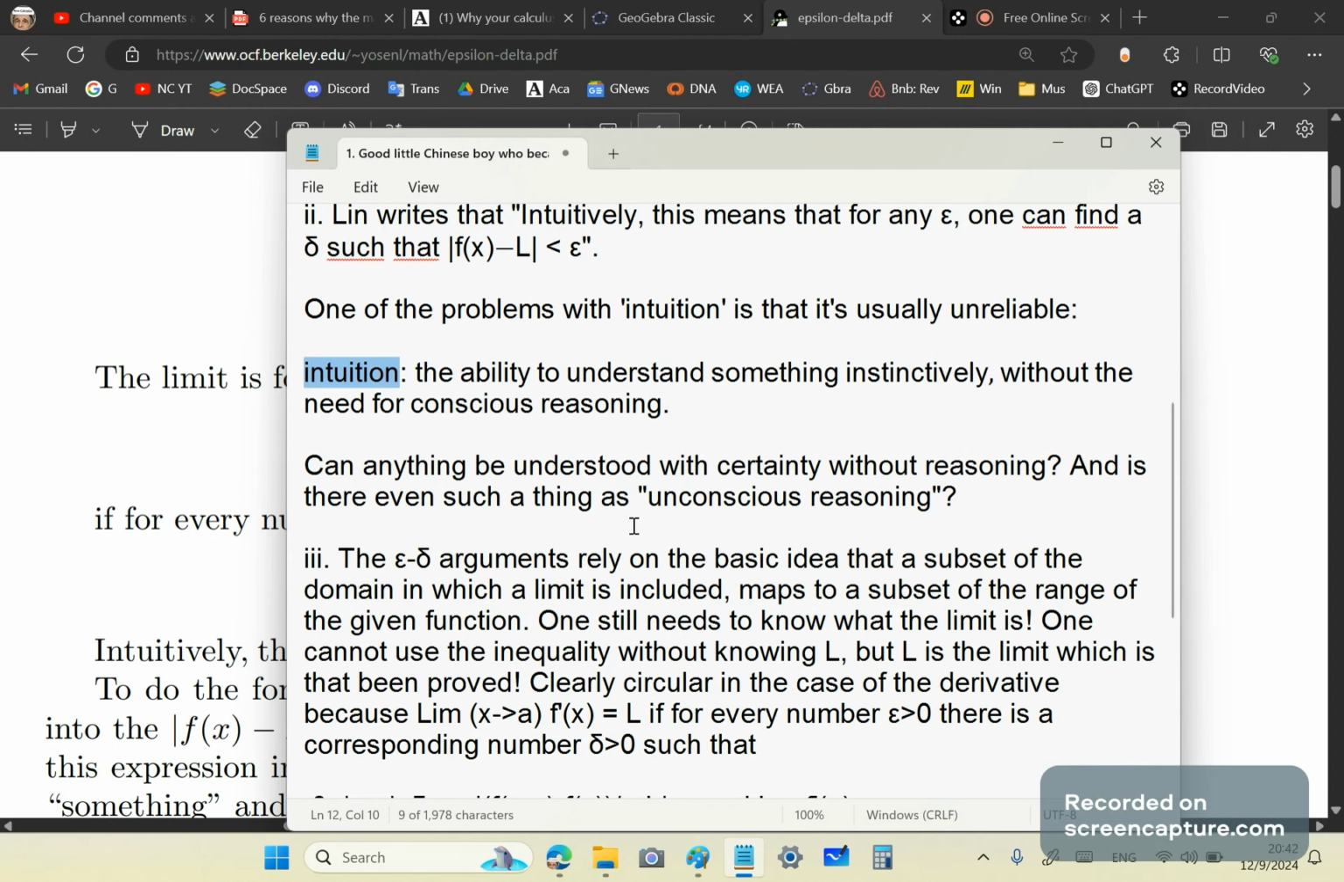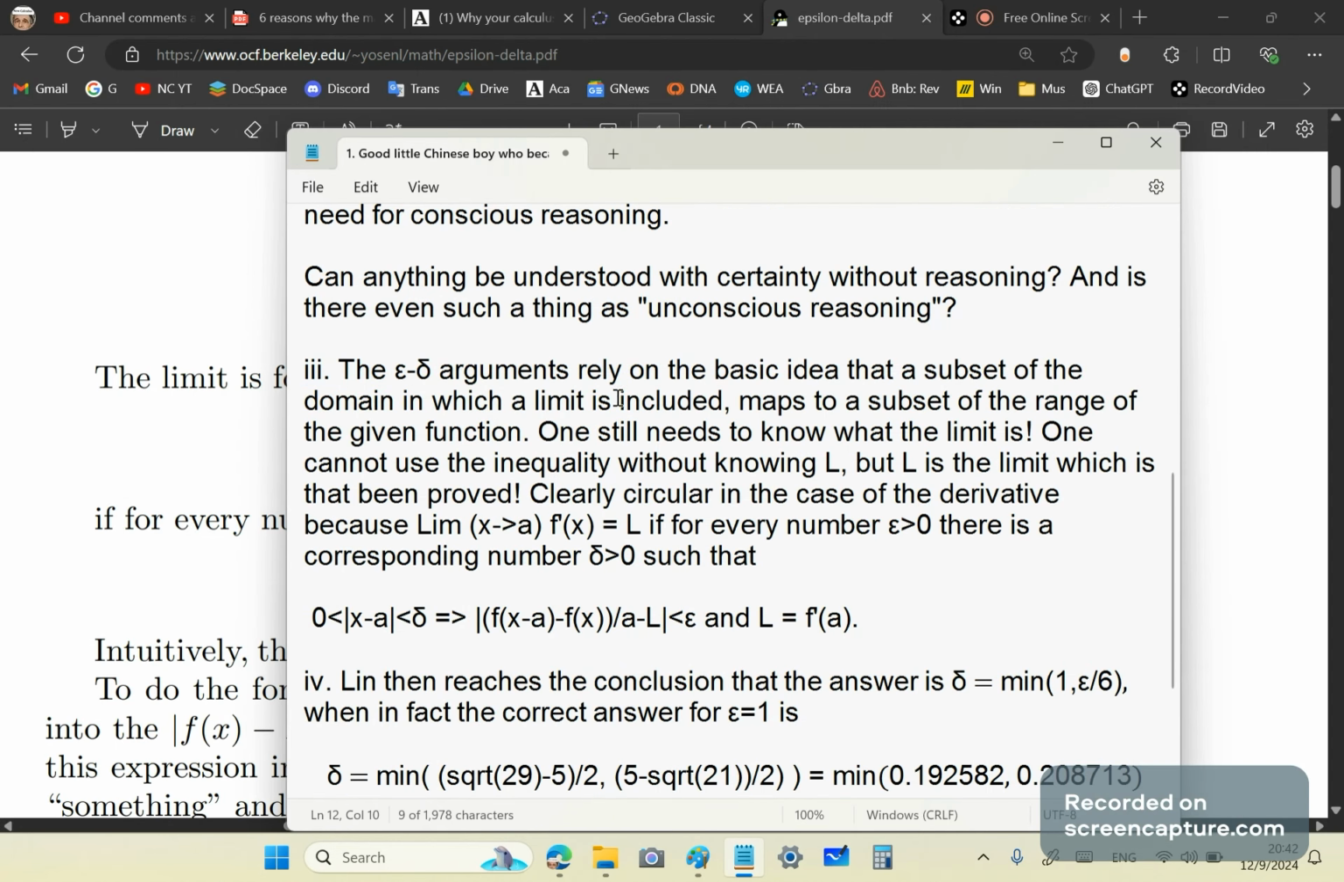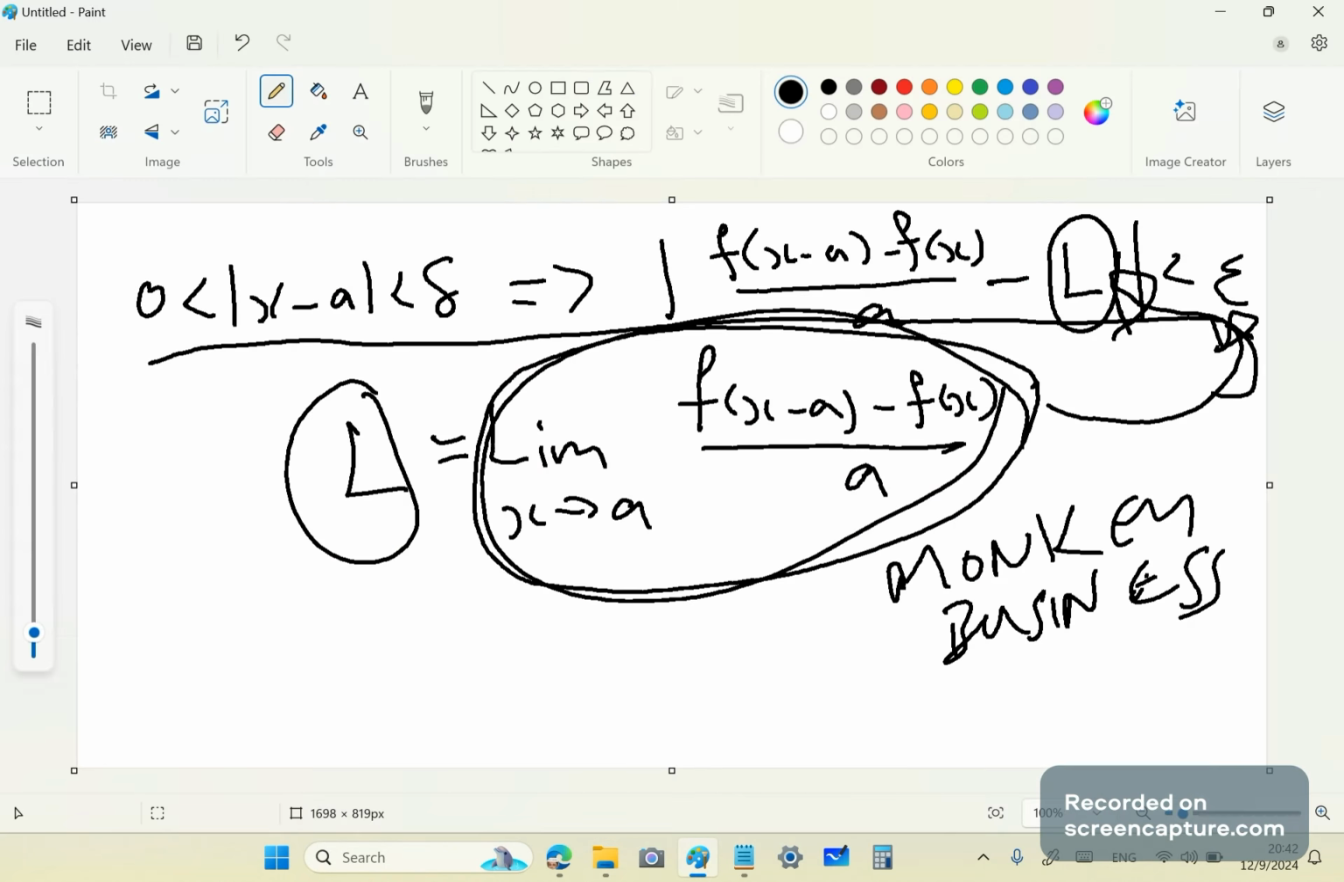So the epsilon delta arguments depend on the basic idea that a subset. So let's go to my drawing board again. So what do the epsilon delta arguments depend on? So this is what it means. It means that if you have a limit, and supposedly you have it defined for some point A. Of course, in mainstream, they don't even care if it is defined at that point, but it has to be in the end somehow. They have to add that definition in.